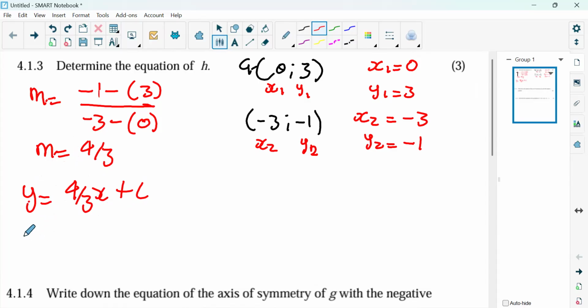When y is 3, yeah, when y is 3, it's going to be equal to 4 all over 3, open bracket, x is 0, plus c. And then it tells us that c is going to be equal to 3.